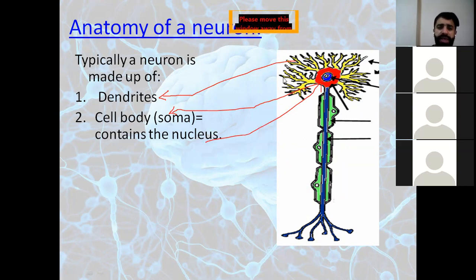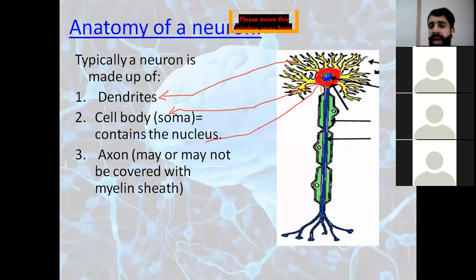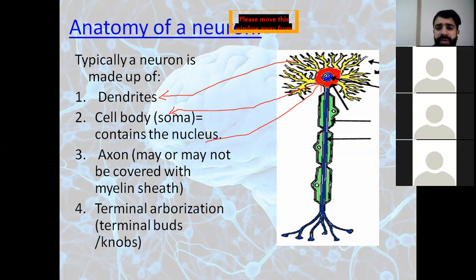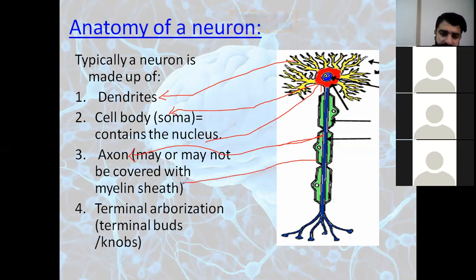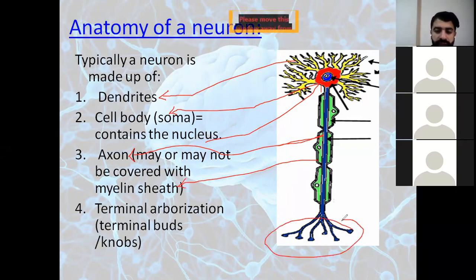Then we have the axon, which may or may not be covered with the myelin sheath, and finally we have the terminal arborization. This is the axon, the one in blue, and this green represents the myelin sheath. We're going to study them, their function, step by step. And finally, we have the terminal arborization, or the terminal buds, or lobes. So this is the structure of a neuron.